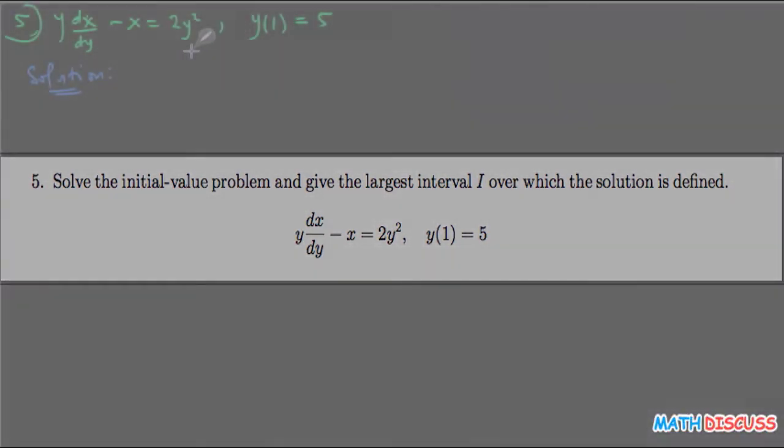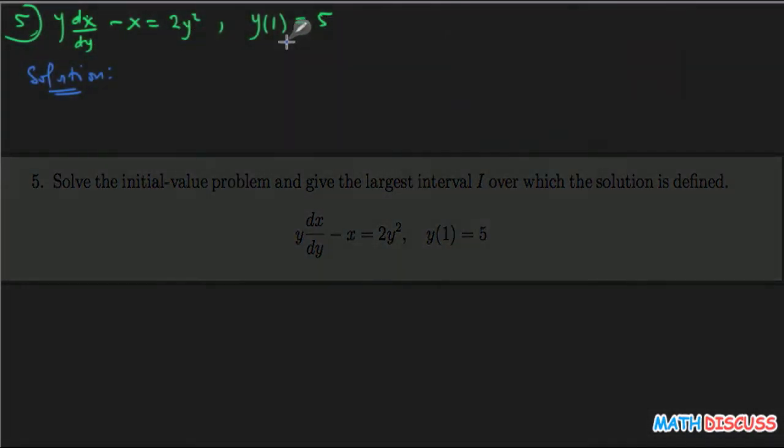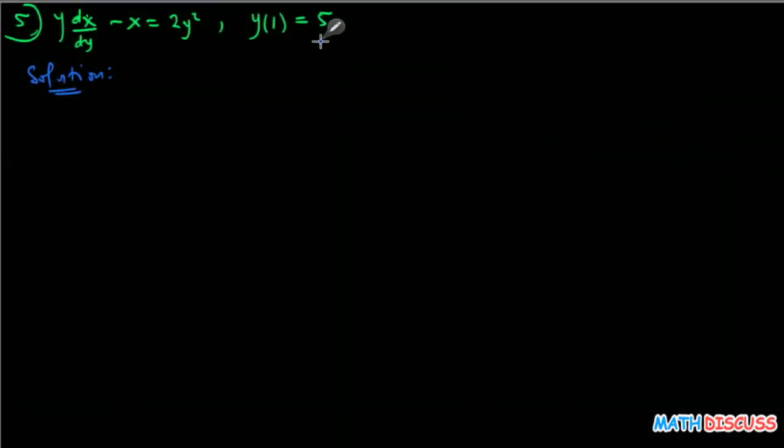So this is question 5. You're given a differential equation and then you're given your initial condition. You're told to find the particular solution of this initial value problem, and then the largest interval over which the solution you obtain is defined, that is the interval of definition. So let's start by finding the general solution of this differential equation.